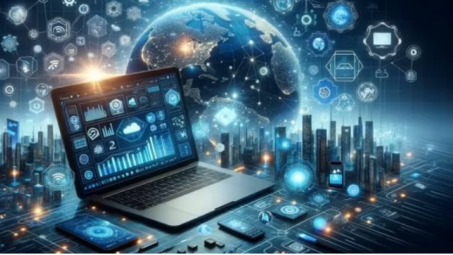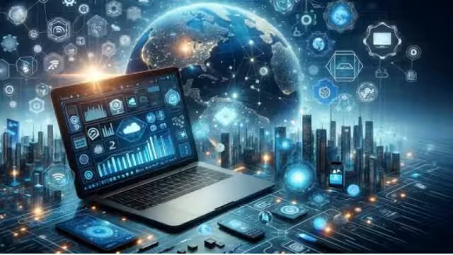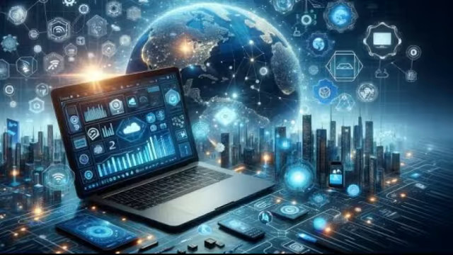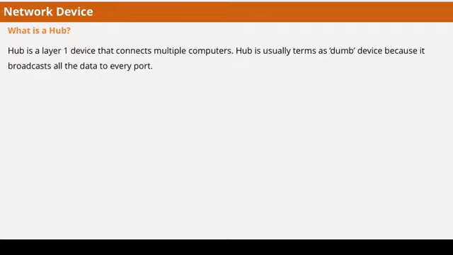Hey guys, in this video we will look into the most frequently asked questions on computer networking. To start with, we will have some questions on network devices, like what is a hub? Hub is a layer 1 device that connects multiple computers. Hub is usually termed as a dumb device because it broadcasts all the data to every port.